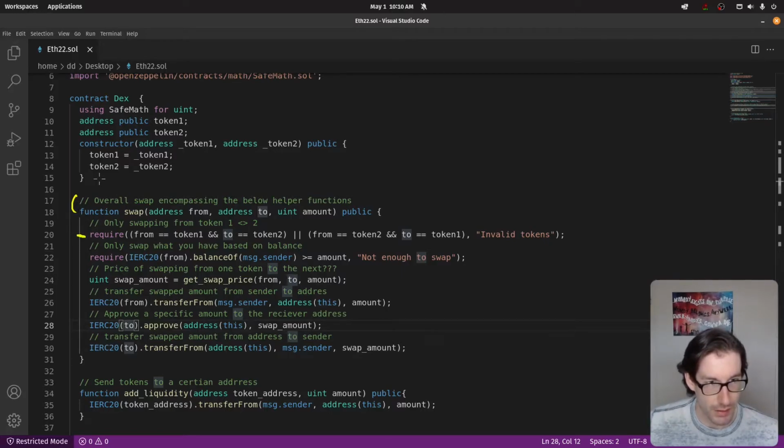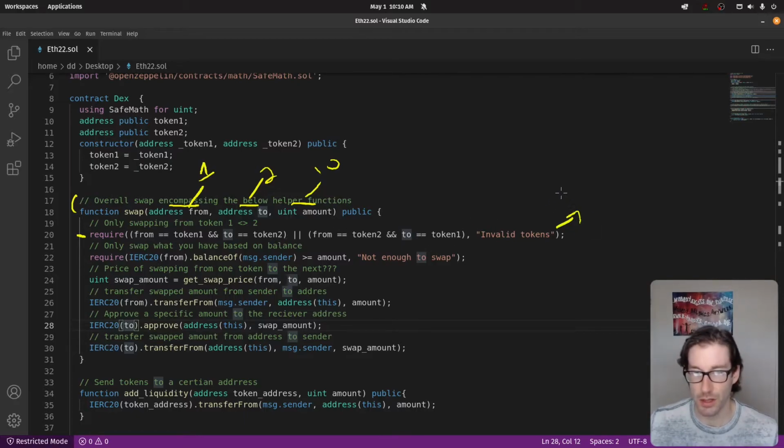So this first require statement, and actually, the swap is going to take a from. So it's going to say, I want to go from one token to another. So this is from 1 to 2, and then the specific amount that I want to swap. And it has a require statement, so it's basically saying that you can only swap token 1 for 2, or you can only swap token 2 for 1 and nothing else. So that's the new requirement they've added recently, which basically made obsolete the first solution that one individual showed us.